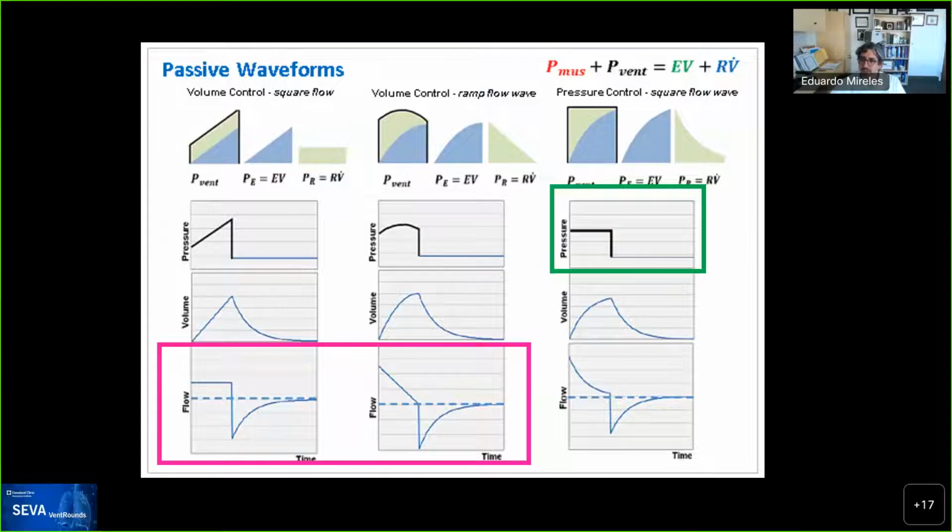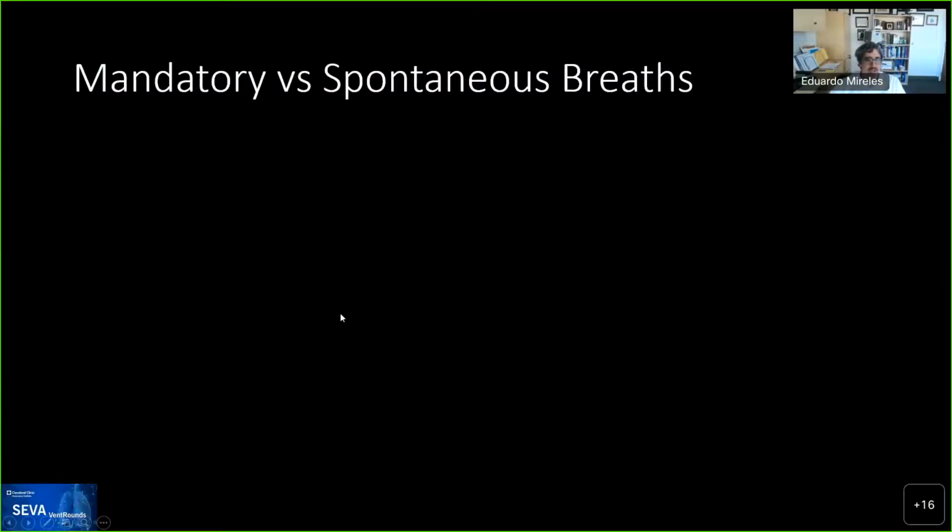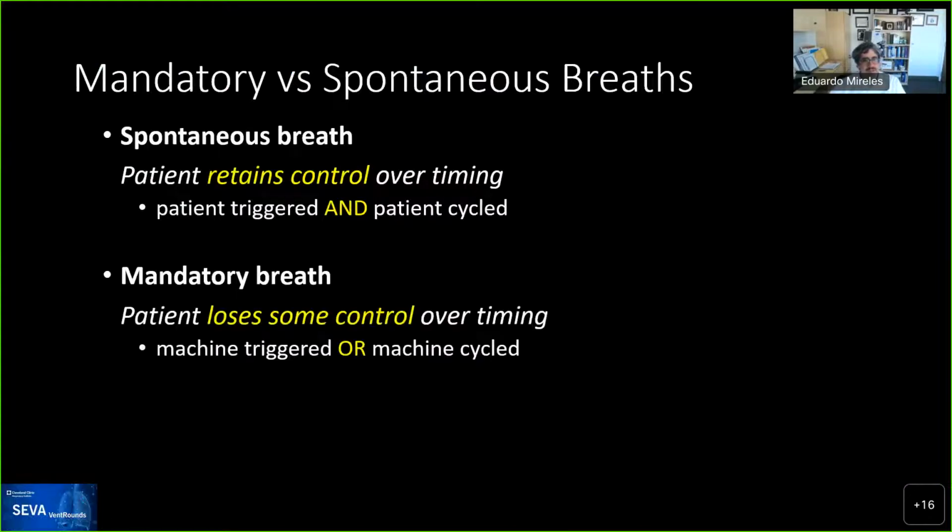And if the patient or the machine triggers or cycles the breath, meaning the patient can trigger it, but the machine cycles or ends the breath, then the patient loses control over the timing of the breath, and that makes it a mandatory breath. And that's an easy way to understand this. Just remember, spontaneous, you control both. The patient controls the trigger and the cycle, and if not, the machine, i.e. the ventilator, controls either the start or the end of the breath.